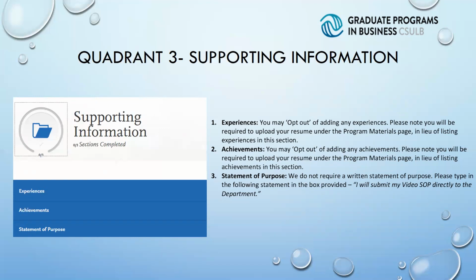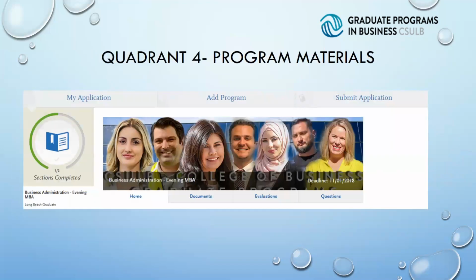As for the statement of purpose, in this case, you will want to write, I will submit my video SOP directly to the department. This way, in the application, you'll be indicating that the video is what you will be submitting to us directly. Which brings us to the 4th quadrant, which is all the program materials.